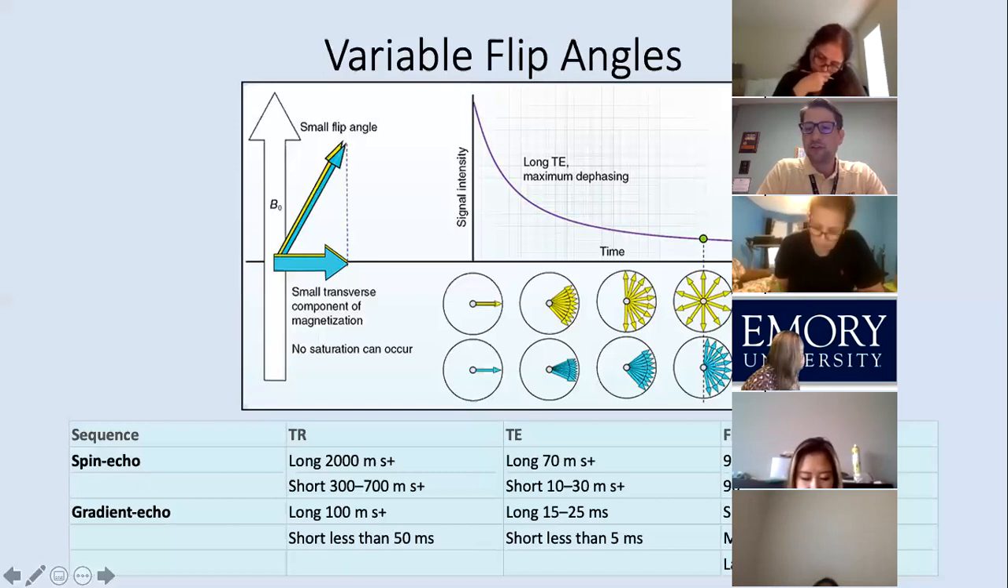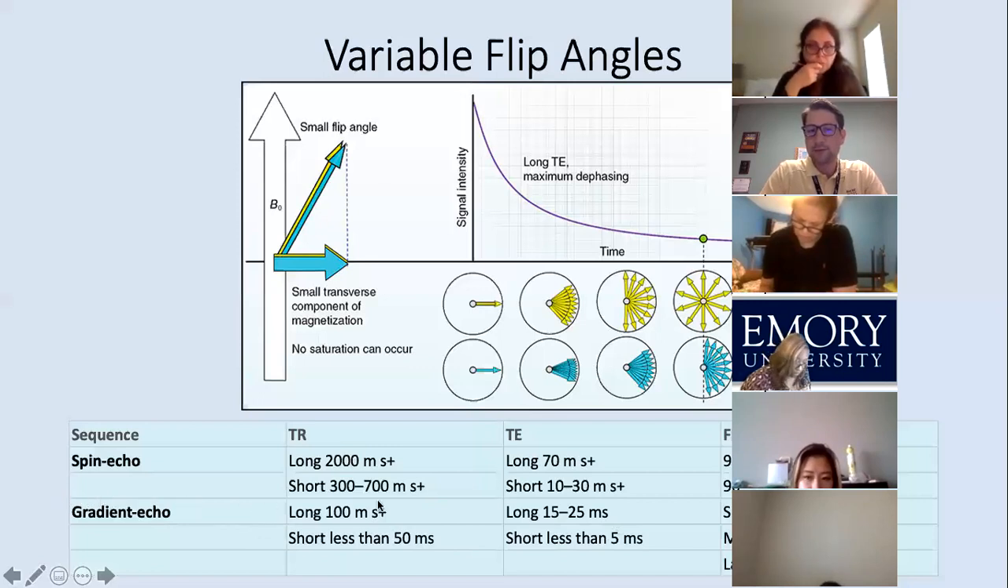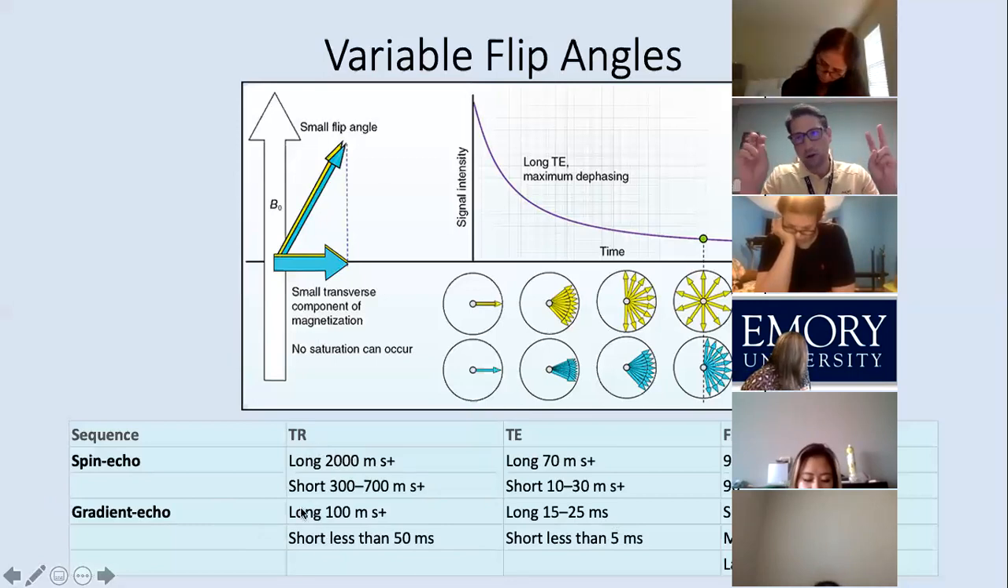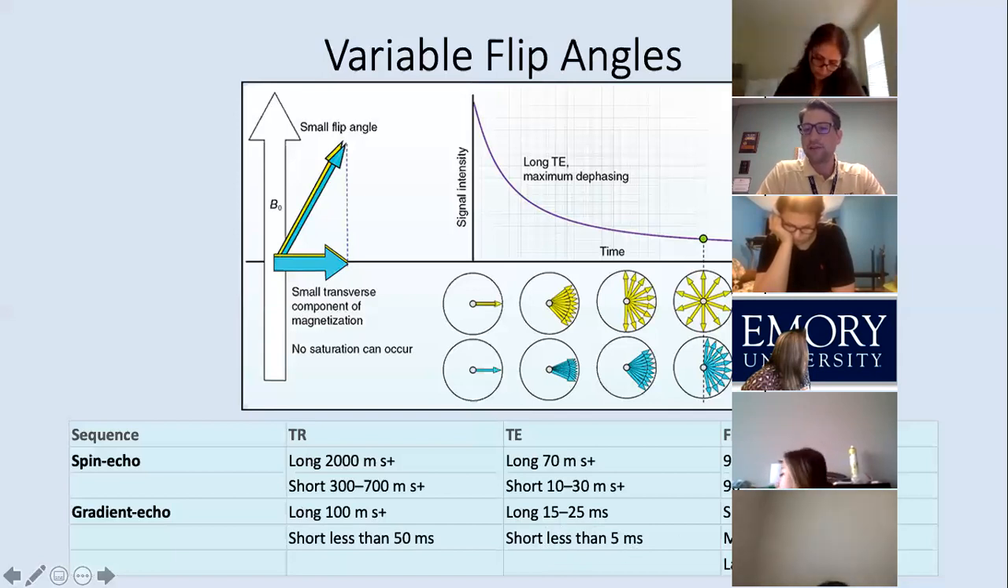So I put down here a good chart to just give you a general idea of what the TRs and TEs are in comparison to your spin echo and your flip angles. If you just draw a line right here above gradient echo, you can see your TRs. A long TR is going to be a little bit above 100 milliseconds. A short TR is 50 milliseconds or less. A long TE is 15 to 25 milliseconds. A short TE is less than 5 milliseconds. And then you can see your variable flip angles here.